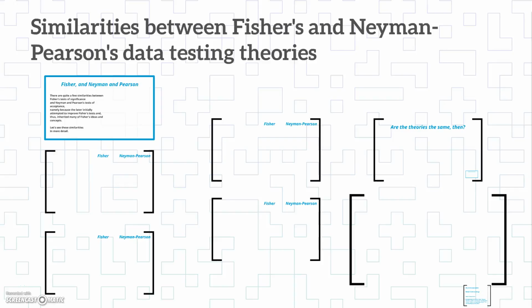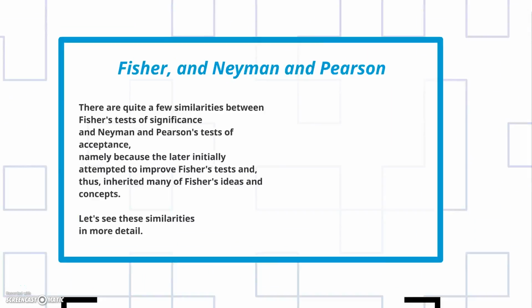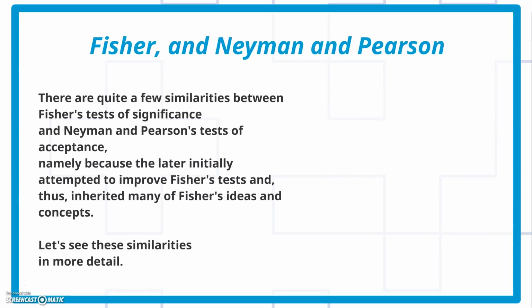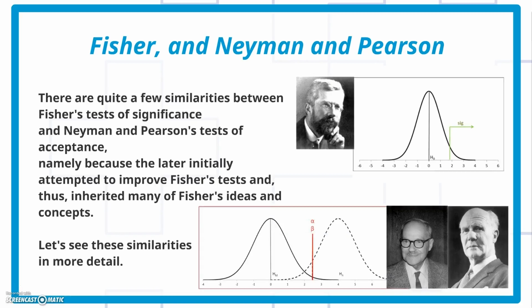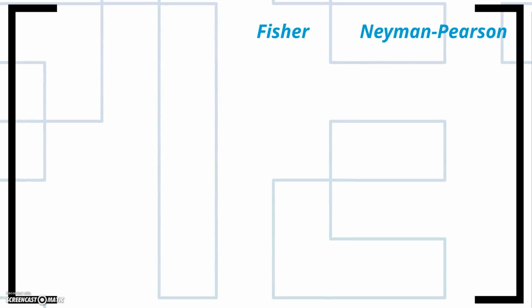Similarities between Fisher's and Neyman-Pearson's data testing theories. There are quite a few similarities between Fisher's test of significance on the one hand and Neyman and Pearson's test of acceptance on the other hand, namely because the latter attempted to improve Fisher's tests and thus inherited many of Fisher's ideas and concepts. Let's see the similarities in more detail.